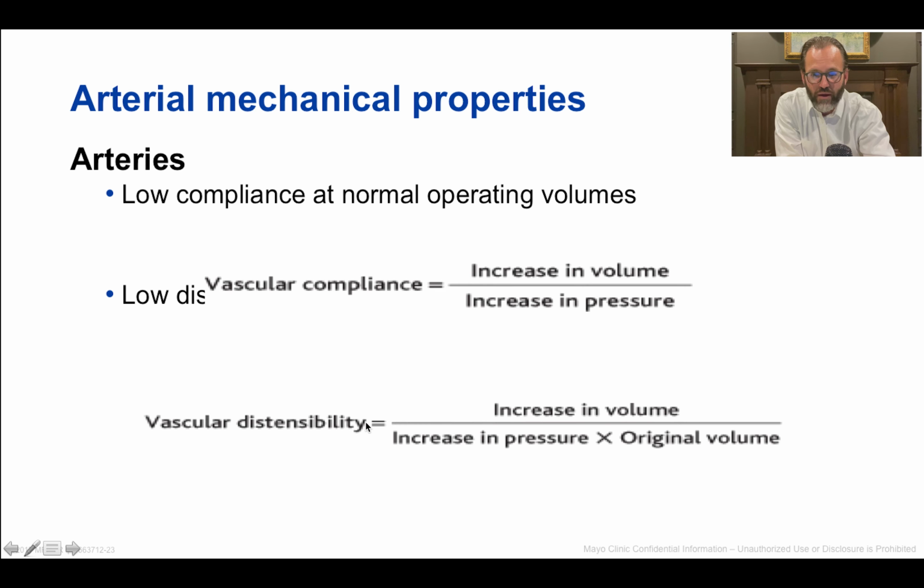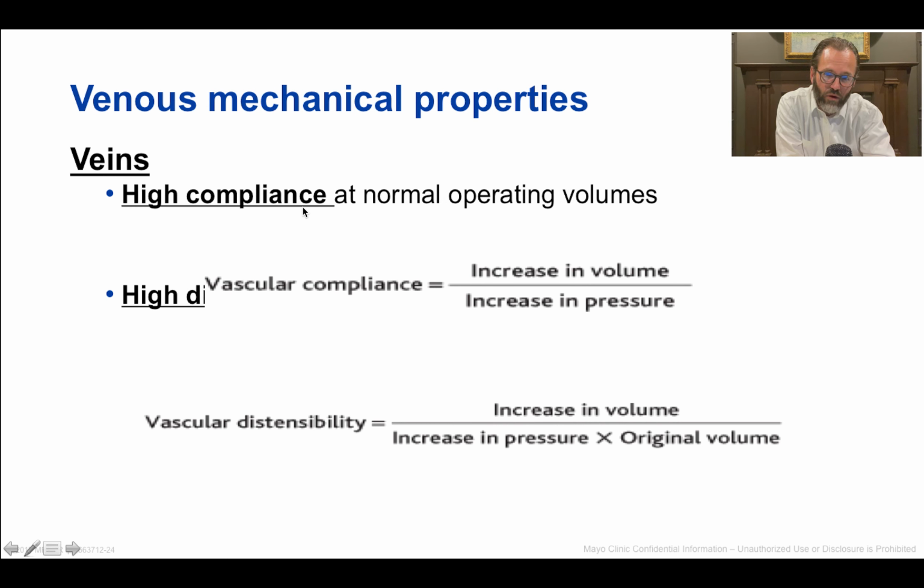Vascular distensibility is really just that increase in volume normalized by the original starting volume. So compliance in and of itself does not normalize for your starting volume of the vessel. But of course, the aortic vessels and arteries are less compliant, less distensible, whereas with veins, we're at a relatively high compliance at normal operating volumes.